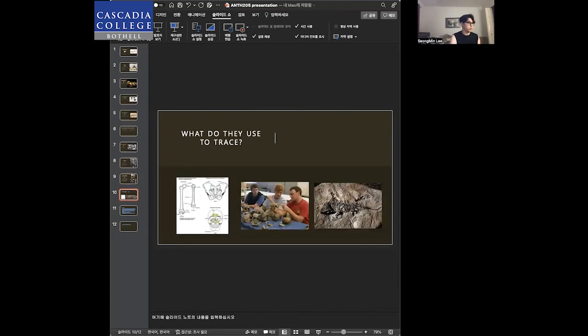Lastly, what do they use to trace? They use the fossil record, bone markings, and tools to discover new fossils without harming them.